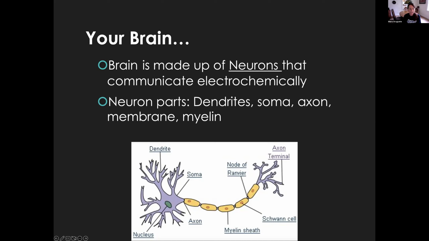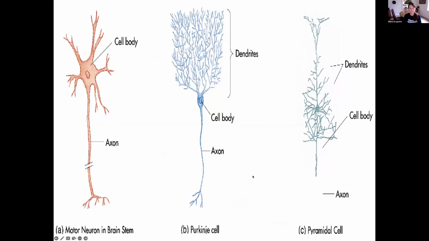The dendrites here, the soma, and the nucleus here is going to contain the DNA of the cell, just like any other cell would. But on a neuron, you have an axon, and surrounding that axon is the myelin sheath. And then at the very end here is where we're going to see the axon terminal, where we're going to see that chemical being released.